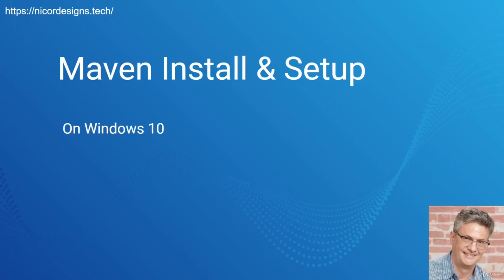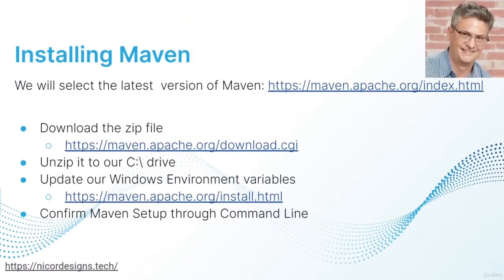In this tutorial, we will be downloading, installing, and setting up the latest version of Maven, which is a popular Java dependency management tool for third-party open source Java archives. We will go to the official Maven site and download the Maven zip file for Windows 10. We will unzip it to our C drive, and we will then update all of the relevant Windows 10 environment variables. And finally, we will confirm that Maven has been set up correctly through a Windows 10 command line.